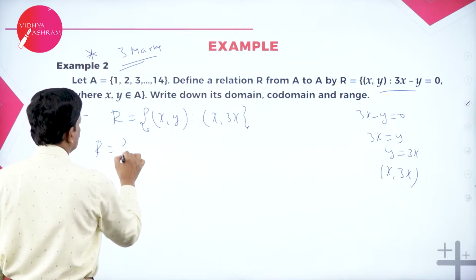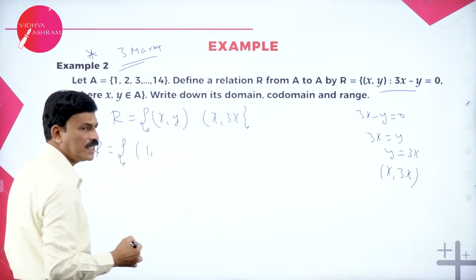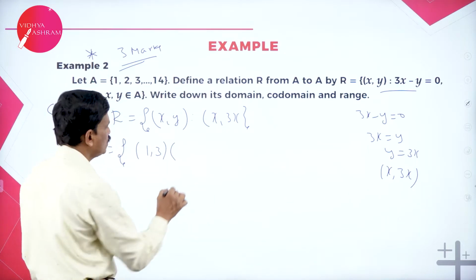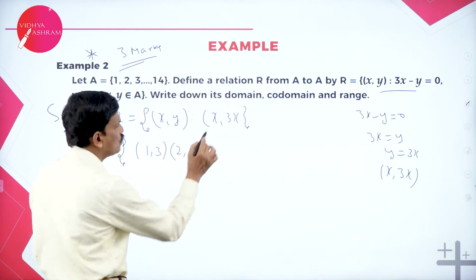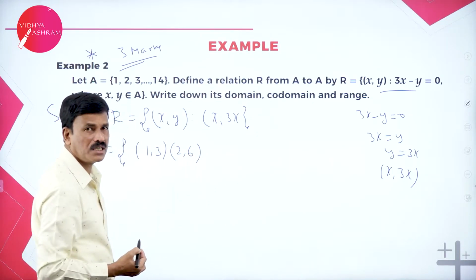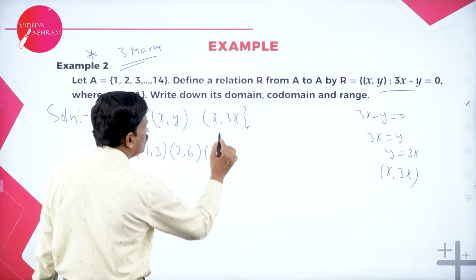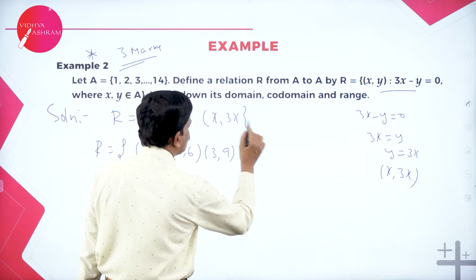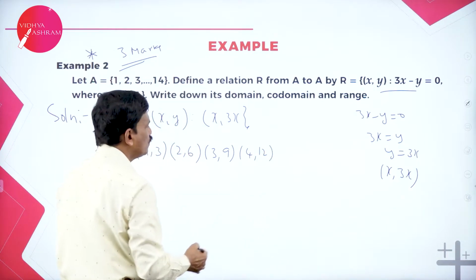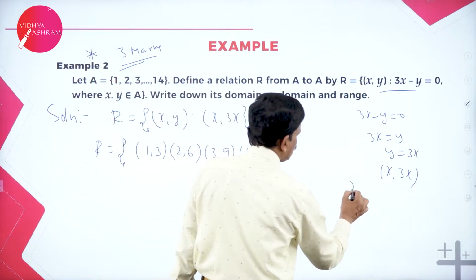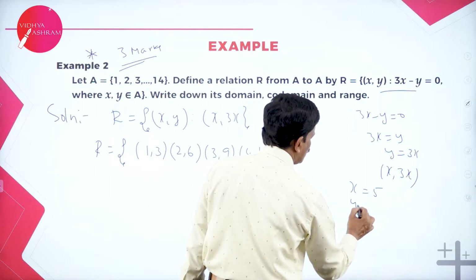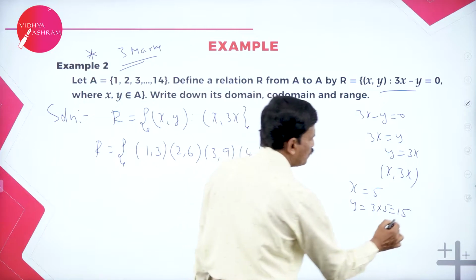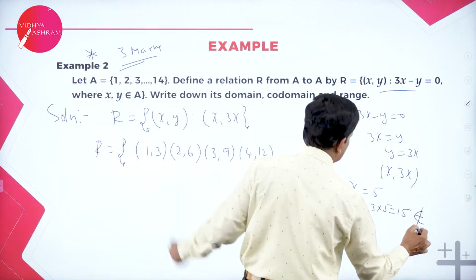R is equal to, very simple, if x is equal to 1, then y is equal to 1 into 3. If x is equal to 2, y is equal to 3 into 2 is 6, right? If x is equal to 3, y is equal to 3 into 3 is 9. If x is equal to 4, y is equal to 3 fours are 12. Now if x is equal to 5, y is equal to 3 into 5. This is 15, but 15 does not belong to the given set A.